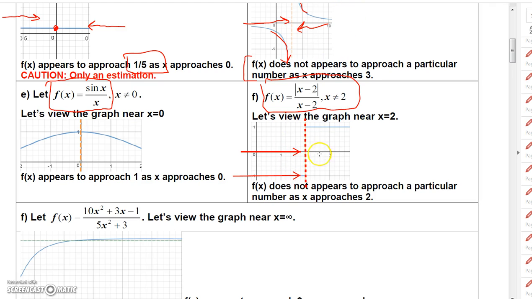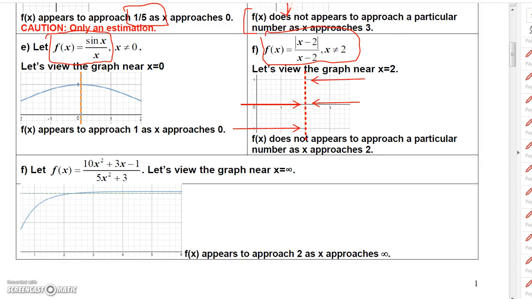Now, if you approach 2 from the other side, notice where the y values are. Now the y values are up here at +1. So basically what we found is that as you approach 2 from the left, the graph is -1, but as you approach 2 from the right, the graph is +1. We can't say that f of x approaches a particular number because they don't agree on the number that it's approaching. So we're not going to get a limit as x approaches 2 for this one.